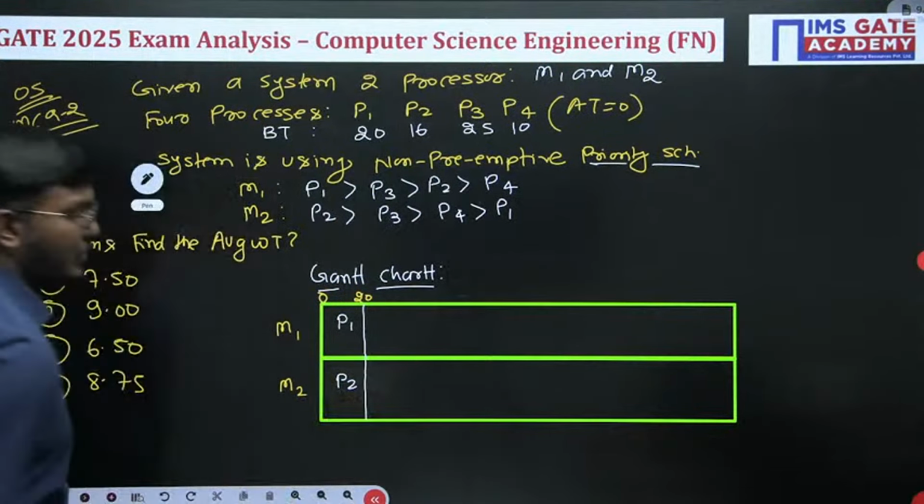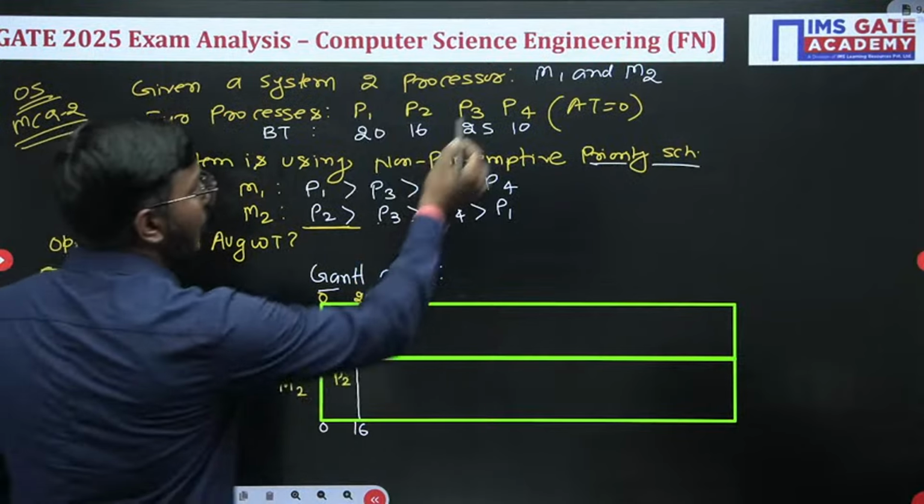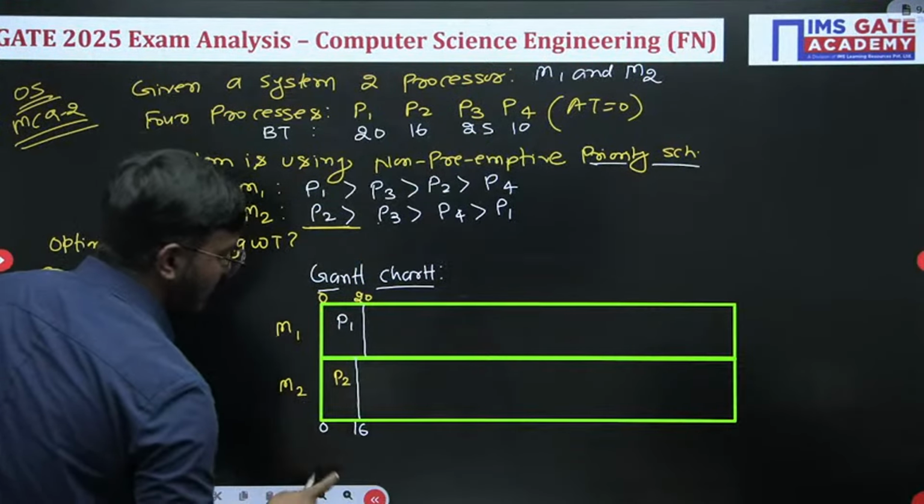Now at time 16, processor M2 is done with P2. If we have any other process, we can assign it after 16. At time 16, M1 is busy with P1 and M2 is idle. In the system we are left with P3 and P4. P2 is done, so we are left with P3 and P4. Between them, P3 has the highest priority on M2, so we'll assign P3 first.